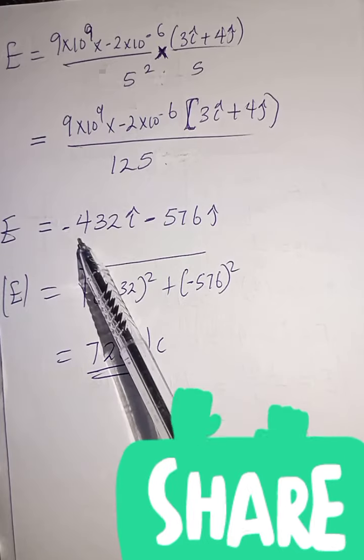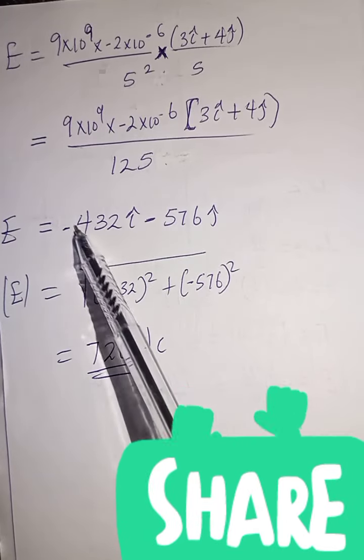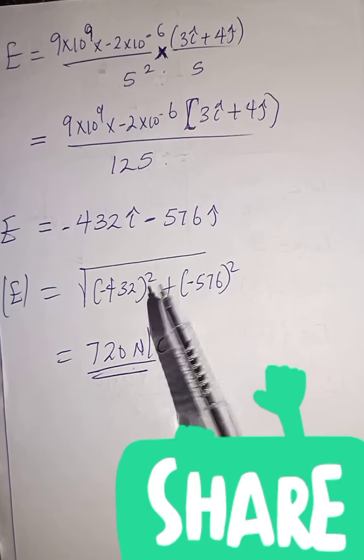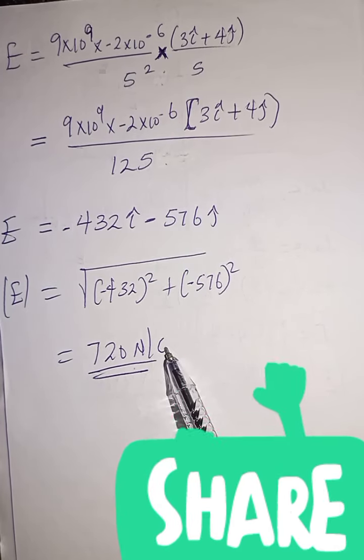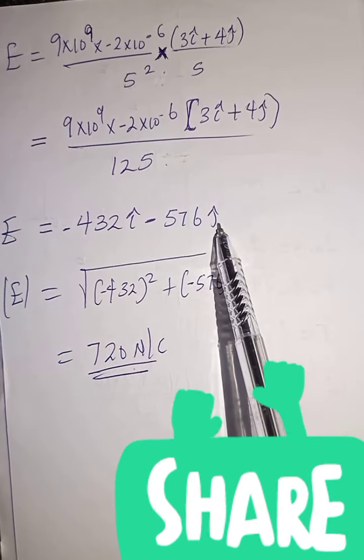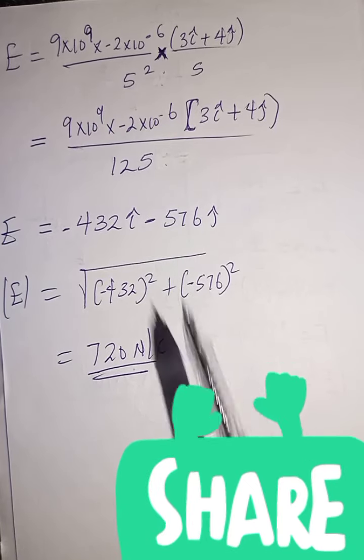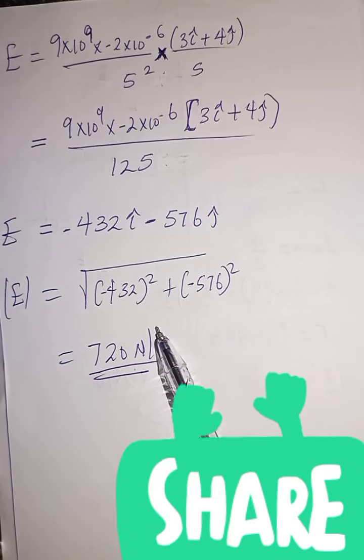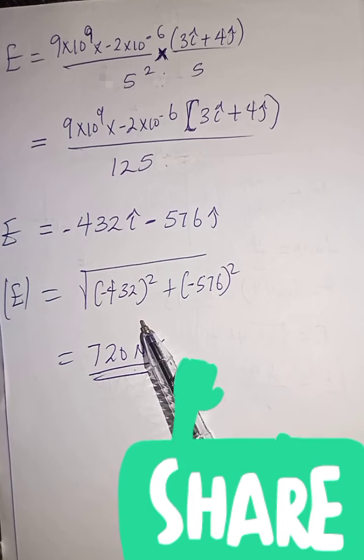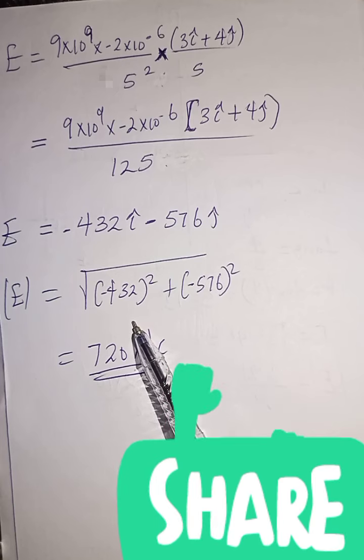Take note of that. So if you look at the magnitude of this, you're going to take the square root of this squared plus this one squared. So you're going to have 720 Newton per coulomb. This is the magnitude, but this is the magnitude and direction of the vector. So the magnitude and direction now is this, but the magnitude only is this. So please take note of that. It's very, very important. So this is how you use the vector approach. Now let's see how to solve this problem with the normal algebraic approach using kQ over r squared to see what we are going to have.